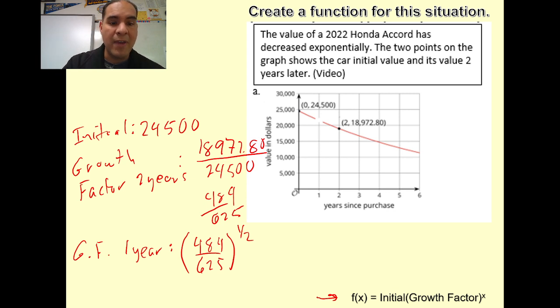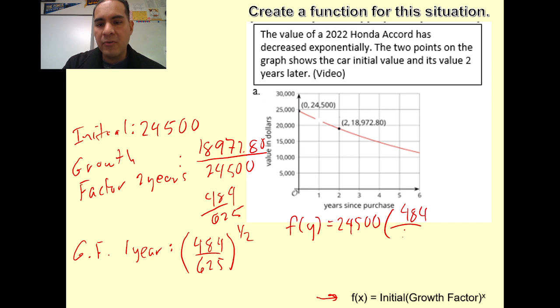Now that we have an initial value and a growth factor, we're going to write it in terms of years, so that's going to be f of y is equal to the initial amount, 24,500, times the growth factor, which is that 484 over 625 to the power of y over 2, because of that 1/2 power that we had earlier.